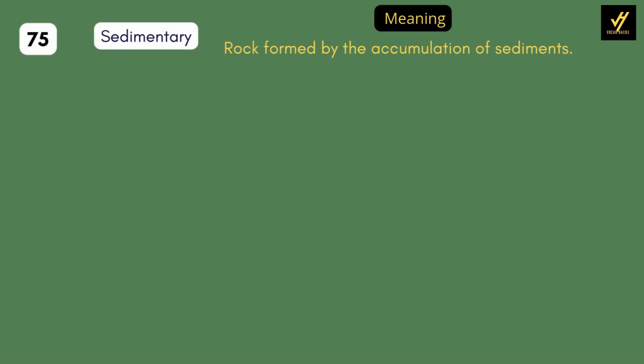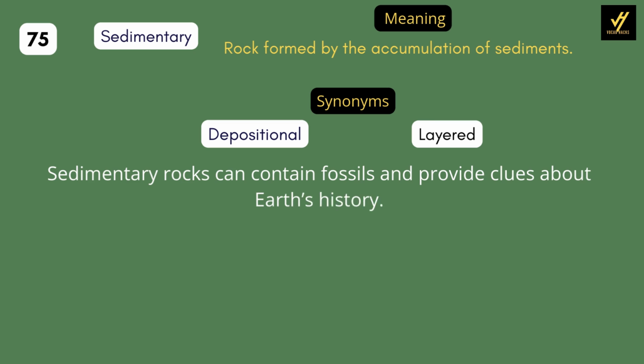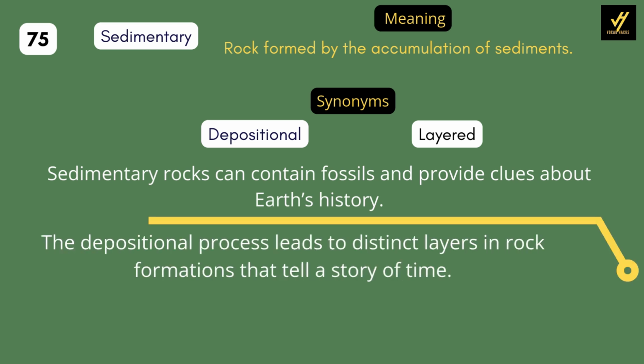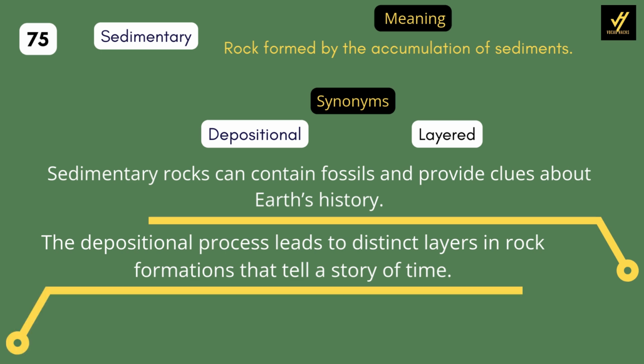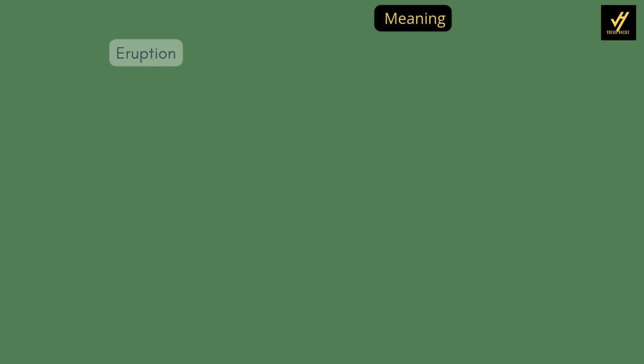Sedimentary, rock formed by the accumulation of sediments. Depositional, layered. Sedimentary rocks can contain fossils and provide clues about Earth's history. The depositional process leads to distinct layers in rock formations that tell a story of time. Layered structures in geological formations often reveal changes in environmental conditions over millennia.